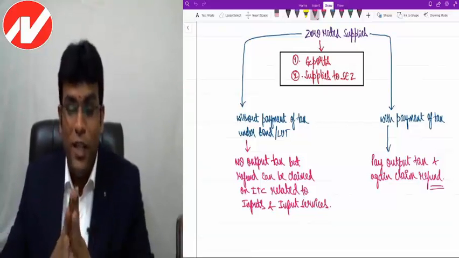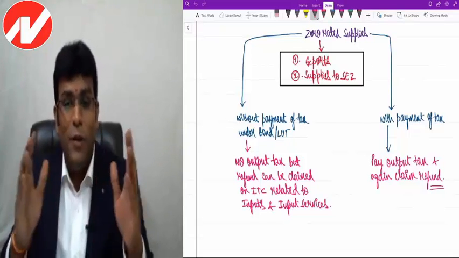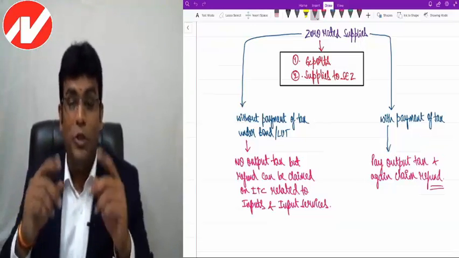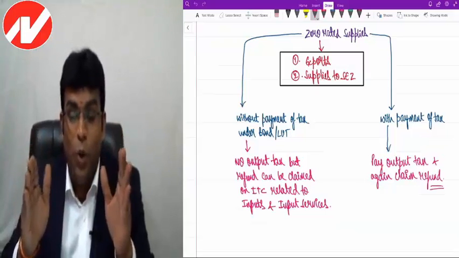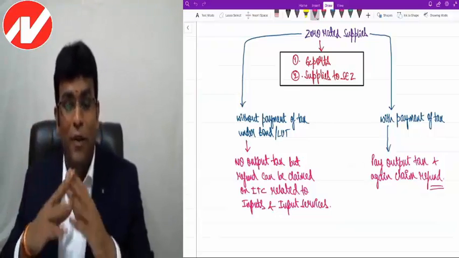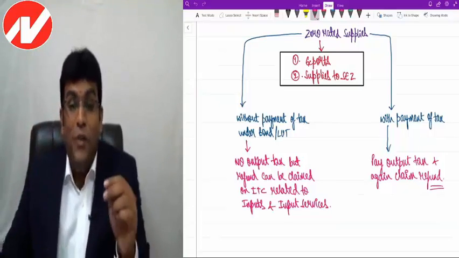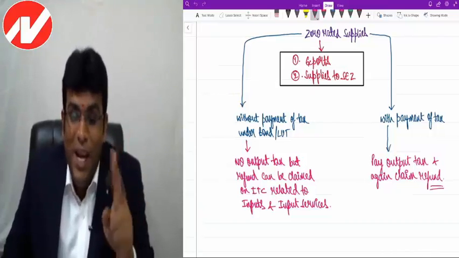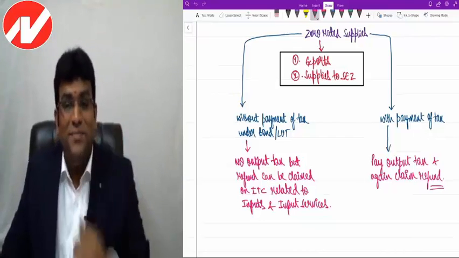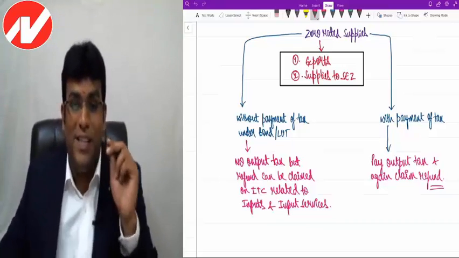So friends, I'm sure we got the difference between zero rated supplies without payment of tax and zero rated supplies with payment of tax. Without payment of tax is under bond or LUT, where we do not pay any output tax and directly will claim refund on input tax credit. And that too, input tax credit only related to inputs and input services. And when we talk about zero rated supply with payment of tax, we will pay output tax and again claim refund. And the benefit in the case of with payment of tax is that we can claim refund of inputs, input service as well as capital goods. But the only drawback is that first you have to pay, then claim refund. Clear friends? But for without payment of tax, refund will come only on inputs and input services.